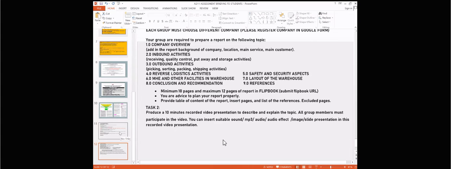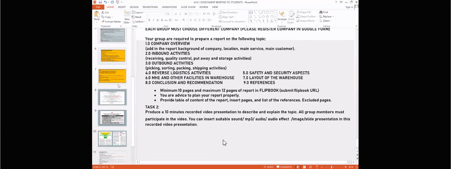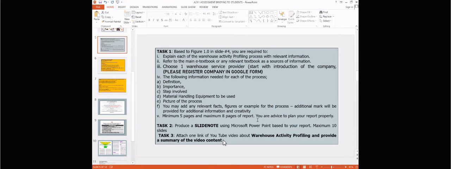Okay, any other question? Doctor, in slide 5, number 5, task 3, is it our video presentation? You can come up with a video presentation, or you can simply provide slide notes. If you want to put it into a video, maybe you can come up with a video, but we need you to come up with your own video on warehouse activity profiling.